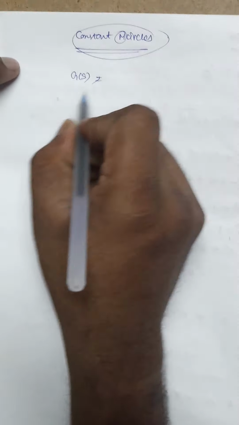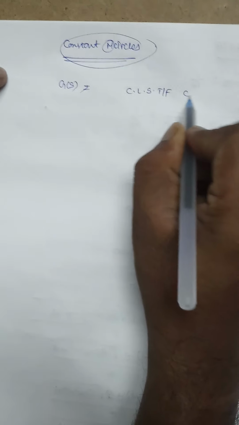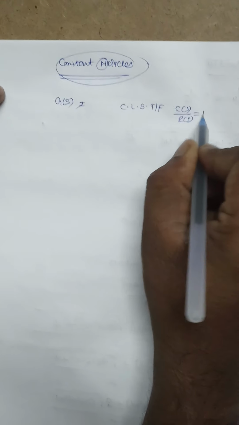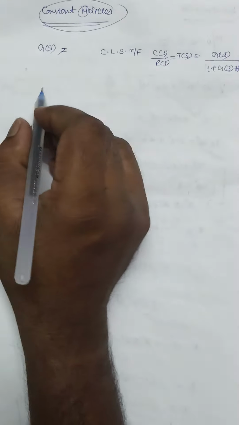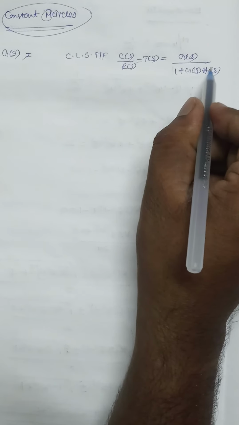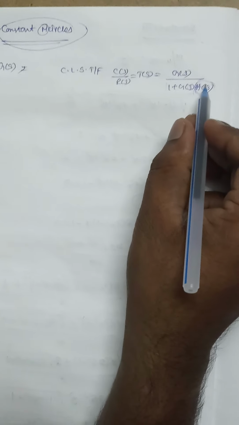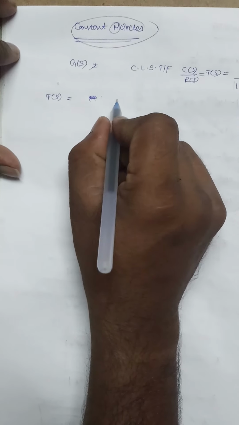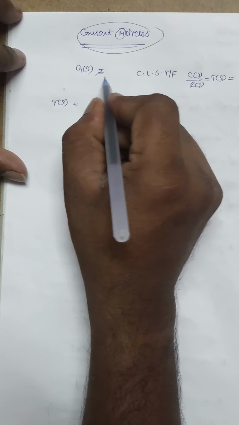and the closed loop system transfer function is C(s) divided by R(s), that is equal to T(s), which is equal to G(s) divided by 1 plus G(s) into H(s). Here H(s) is a unity feedback system, so we need to consider this as a unity feedback system, and T(s) is equal to G(s) divided by 1 plus G(s).